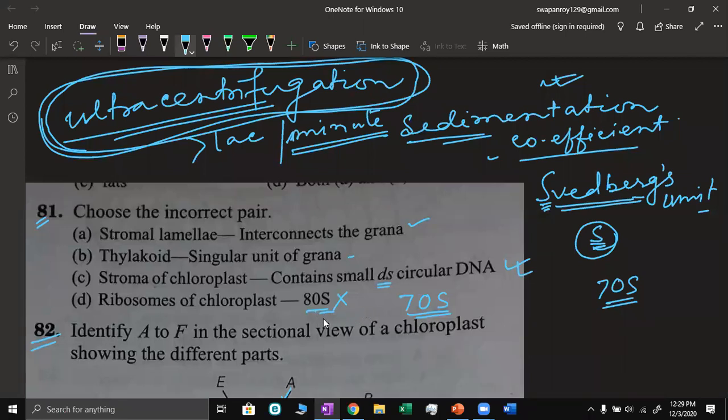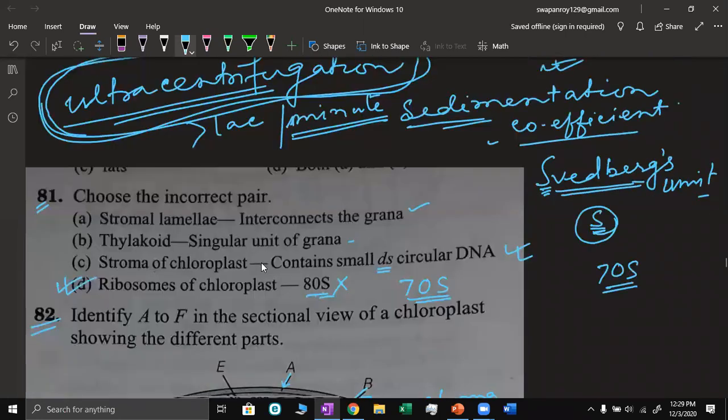Okay. So the ribosomes of the organelles, ribosomes are 70S, not 80S. So our incorrect pair is D. Okay.